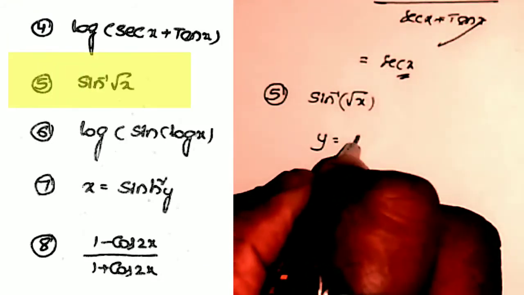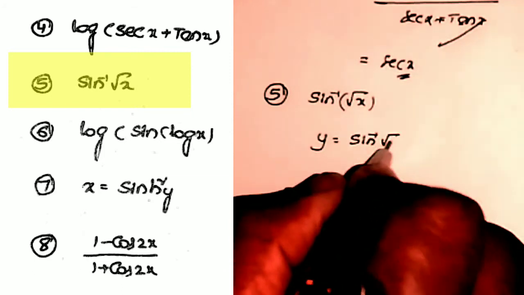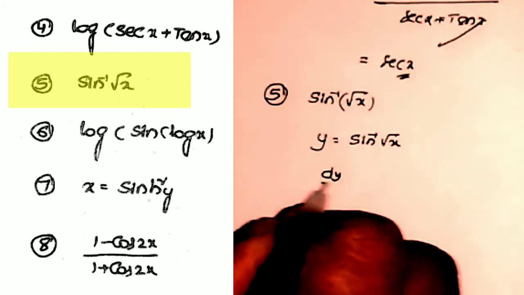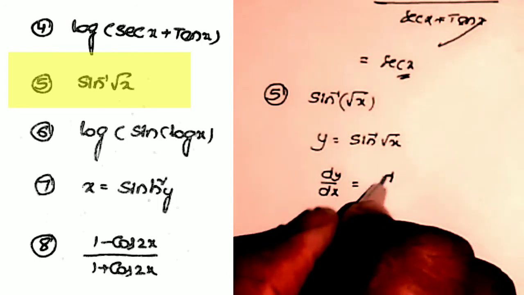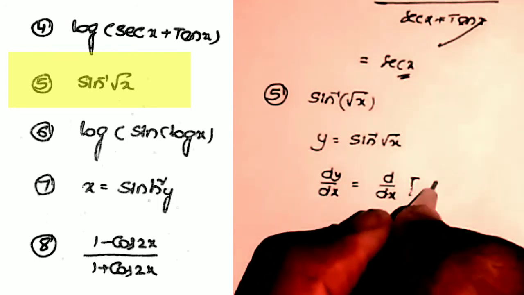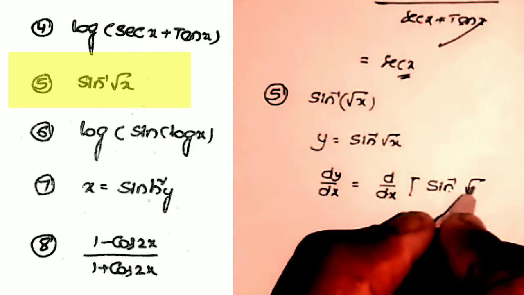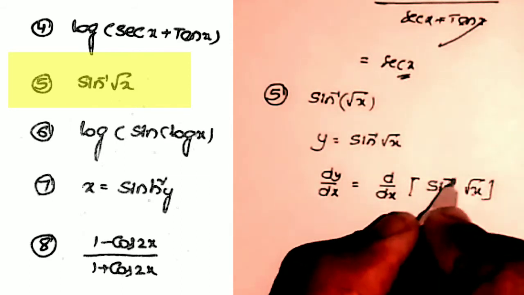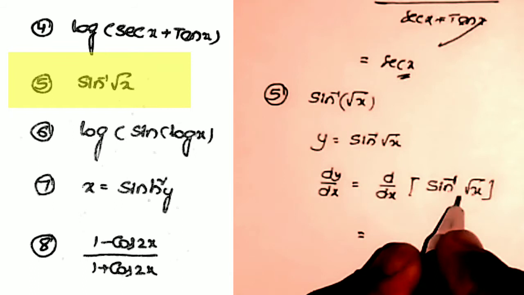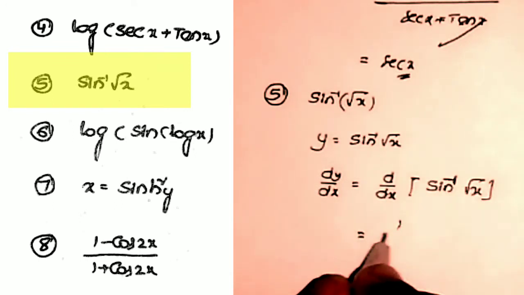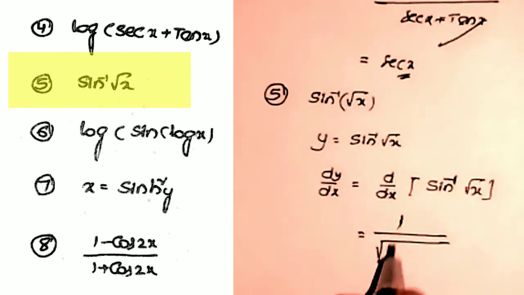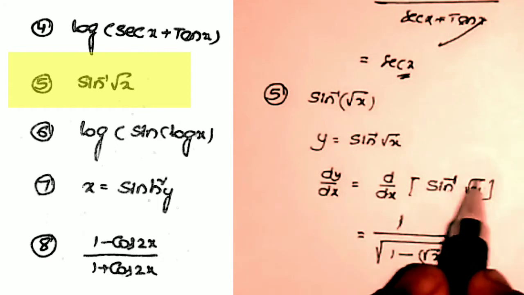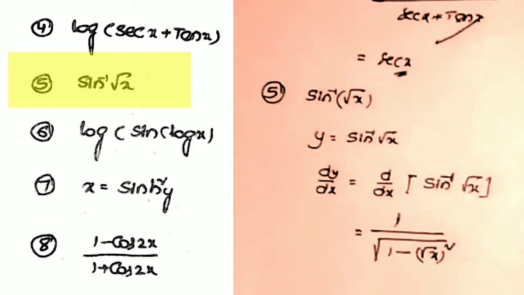Next question, sine inverse of root x. So first I take that this is equal to y, sine inverse of root x is equal to y, that is dy by dx is equal to d by dx of sine inverse of root x. Now doing the derivative to this function. See here, this is in the form of sine inverse x. What is the d by dx of sine inverse x formula? 1 by square root of 1 minus x square. But what is x here? x is equal to root x. That is 1 by square root of 1 minus (root x) whole square.